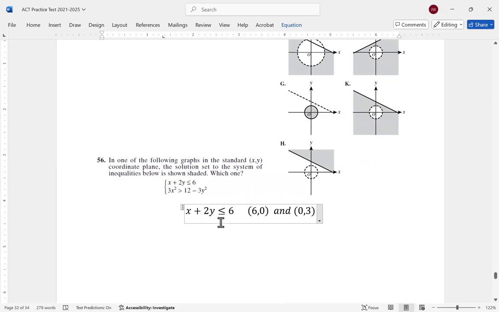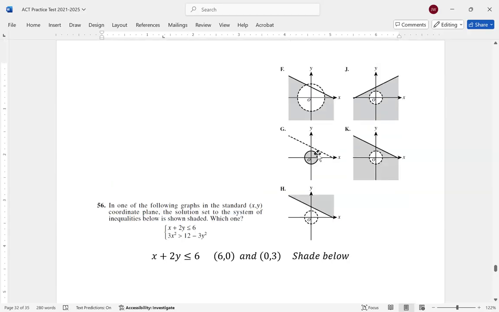Now, also, we have less than or equal to 6, so we're actually going to be shading below. You can also test by plugging in the origin. The origin would give me a true statement, 0 less than or equal to 6. So we're going to get a line and shade below it. And that means I only have options F and K to choose from.